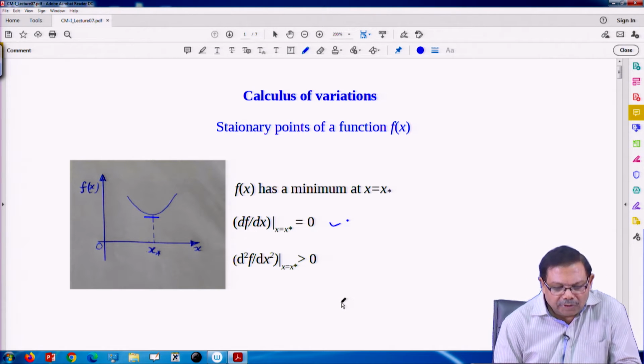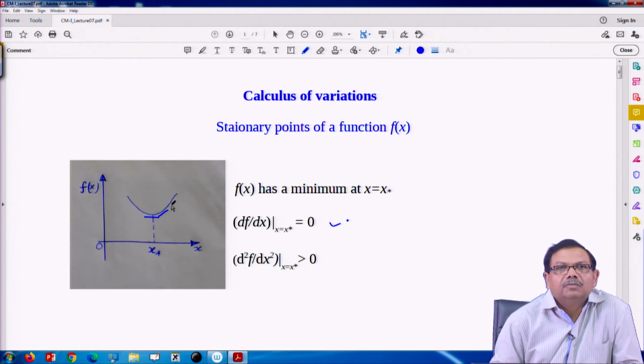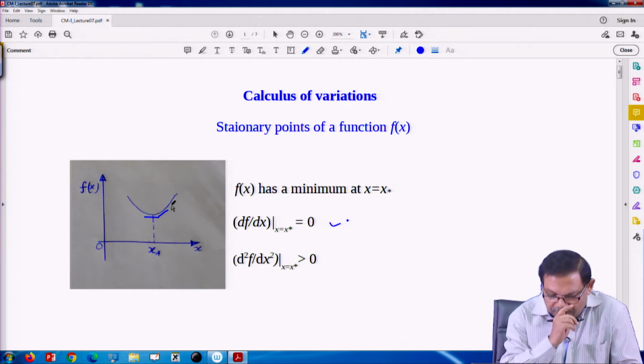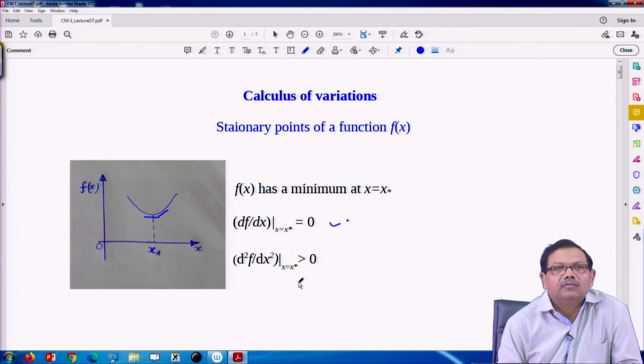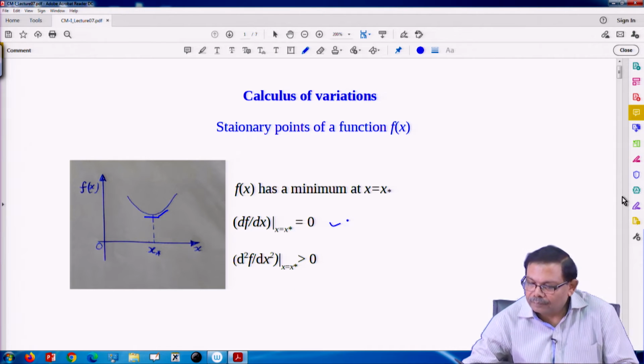And to know it is a minimum, I have to find out the curvature of this curve, the slope of the slope. So, the curvature is positive, the slope is changing in a positive way. So, then we will infer the function f of x has a minimum.